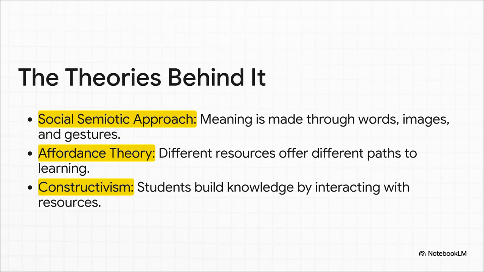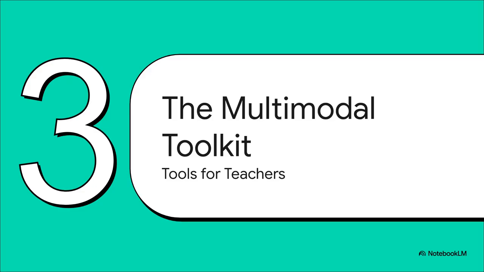So, the social semiotic approach, that's just the idea that we make sense of the world when words, images, and even gestures all work together. Affordance theory is basically about having different tools for different jobs. A video might click for one student, while a hands-on project is what another one needs. And constructivism, that's the core belief that students learn by doing, by actively building their own knowledge, not just by listening to a lecture.